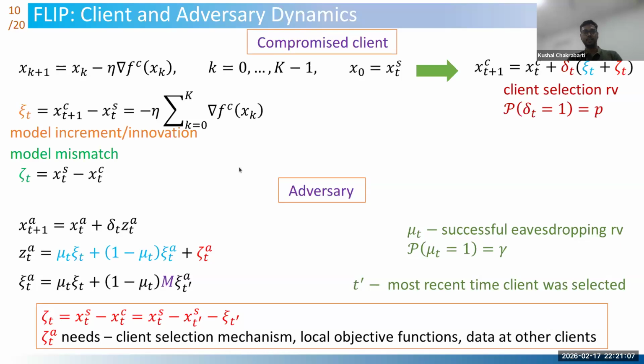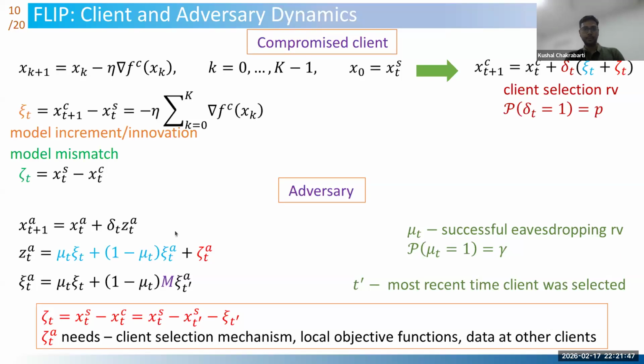Now this is happening at the client side. So what is happening at the adversary side? The adversary's goal here is to estimate this x^C_t. And we assume that the adversary has knowledge of delta t. That means it knows when the particular client that it is monitoring is being selected by the server. And as I mentioned, the adversary's eavesdropping model is probabilistic. With probability gamma, it successfully eavesdrops, and with probability 1 minus gamma, it does not manage to eavesdrop at time t.